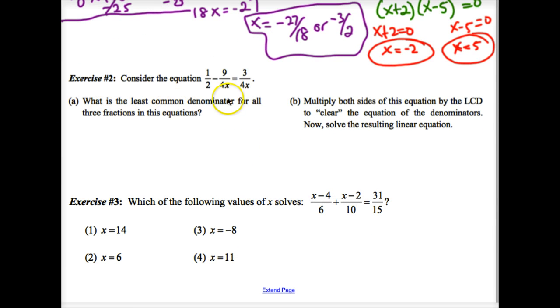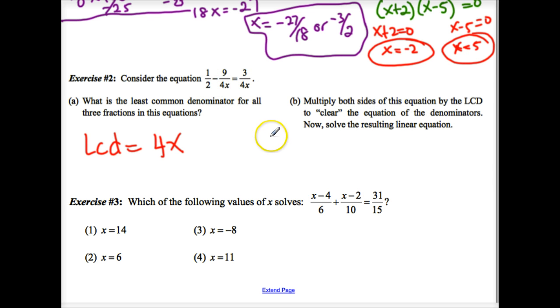It says, what is the least common denominator for all three fractions? Remember, we talked about this earlier. So my least common denominator, in this case, look at the numbers, 2 and 4. So my least common denominator is 4. And then I'm going to put the x because I know they need to have x. So multiply both sides by the LCD to clear the equation of the denominators.